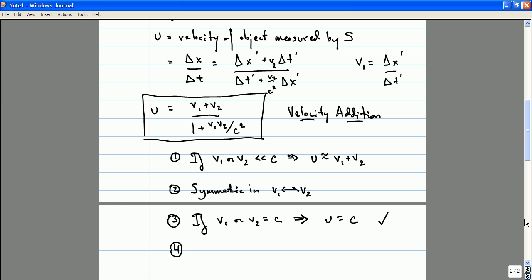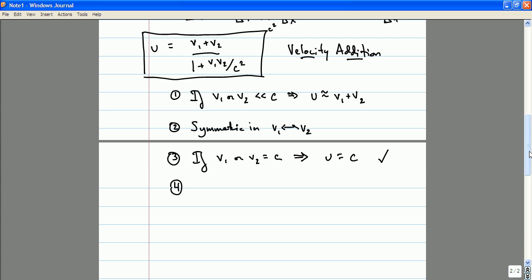And the final comment that I would like to make is something that will be a bit of a hint towards physics that we're going to be developing more in the next couple of weeks, which is that if the absolute value of v1 is strictly less than c, so that we have an object moving less than the speed of light, then that implies that the absolute value of u, which is v1 plus v2 over 1 plus v1 v2 over c squared, is also less than the speed of light.